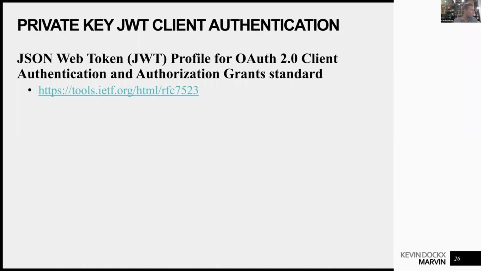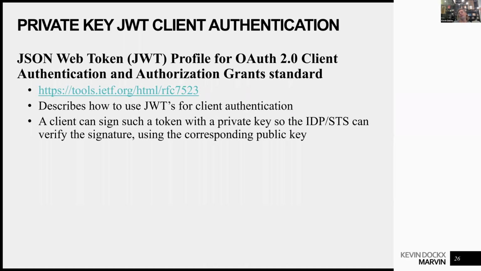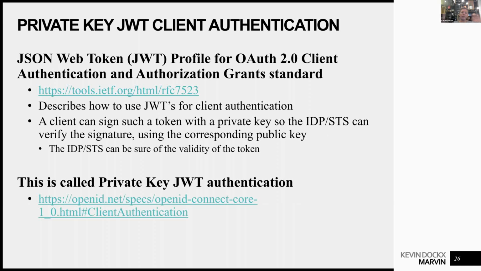And that is where private key JWT client authentication comes from. Again, this is not something we have to make up ourselves. It is an existing standard. So the standard is on screen, and it essentially describes how to use JSON Web Tokens for client authentication. And we are actually going to create a token now that we are going to use instead of a client secret. And we're going to sign that token so the identity provider can verify the signature and know that it hasn't been tampered with. So that is what is called private key JWT authentication.